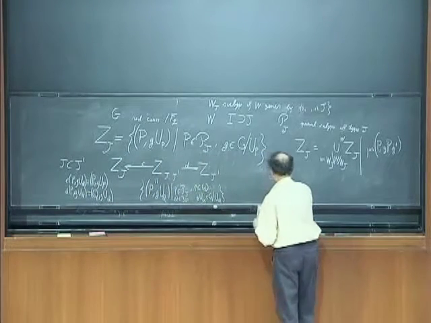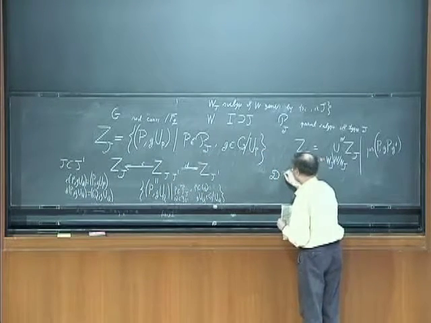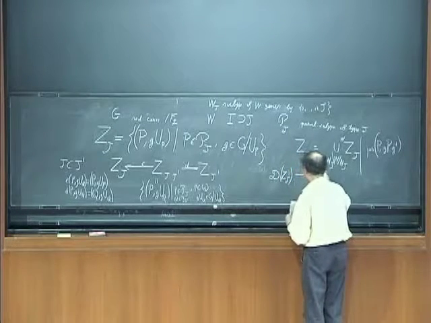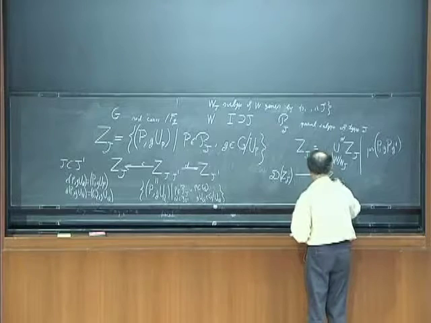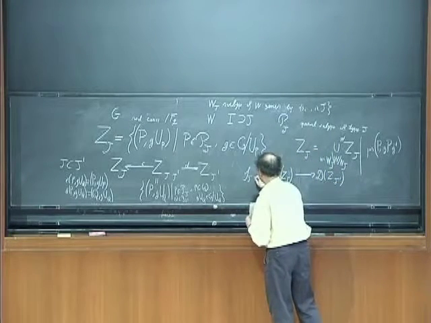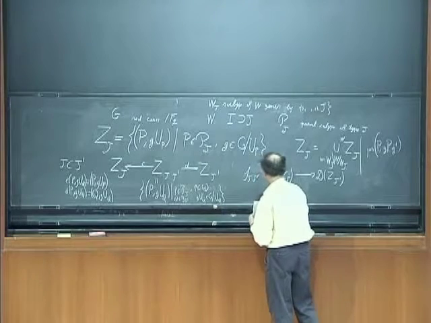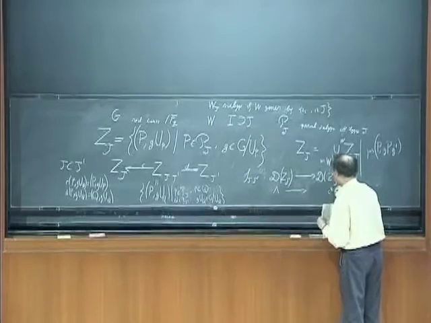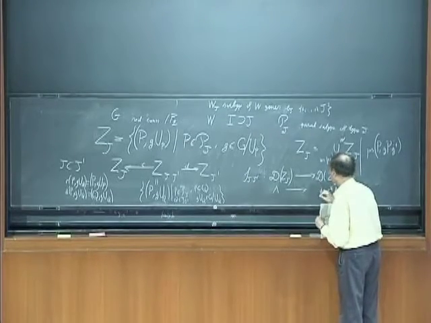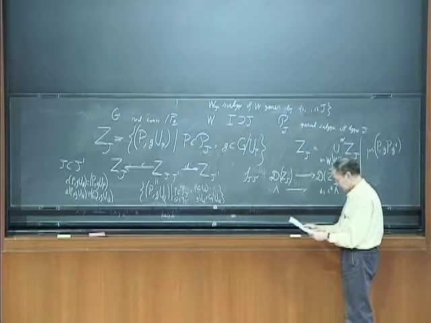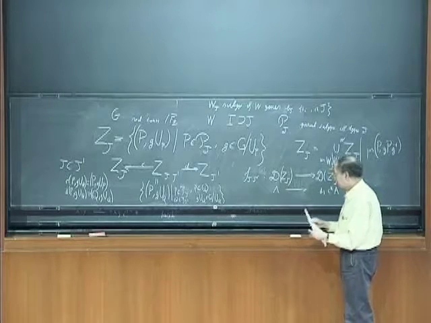And then we can look at the derived category of constructible sheaves, and we can get a functor from these to Z_J prime, which we call F_J prime, and it takes some object to, first take its inverse image, and then take its direct image. And so that's one structure I need.